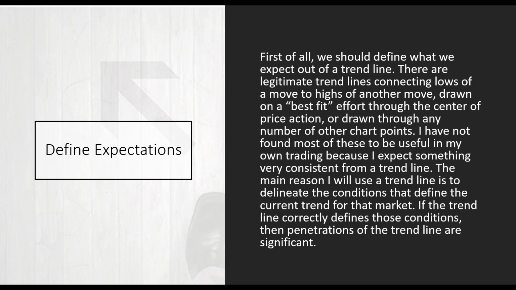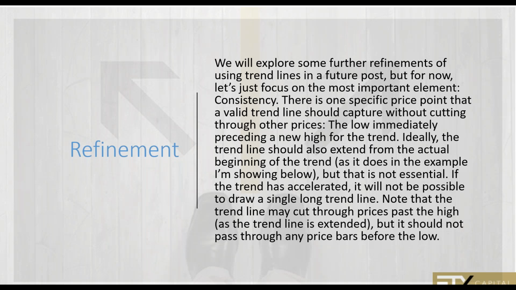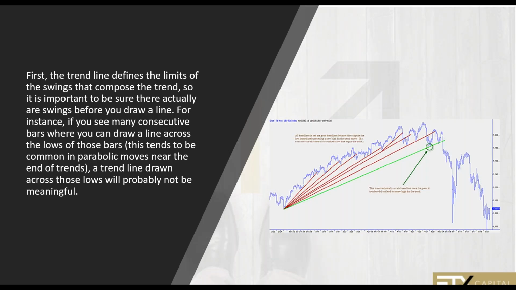So I expect something very consistent from the trend line. The main reason I will use a trend line is to delineate the conditions that define the current trend of the market. If the trend line correctly defines those conditions, then penetrations of that trend line are very significant. So first, the trend line defines the limits of swings that compose the trend. So it's important to be sure that there are actually swings before you draw a line.